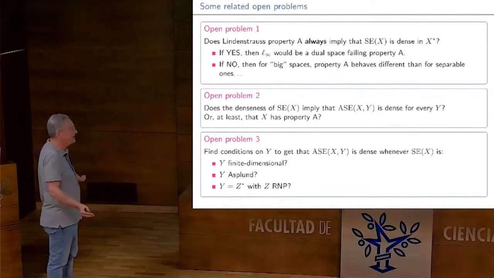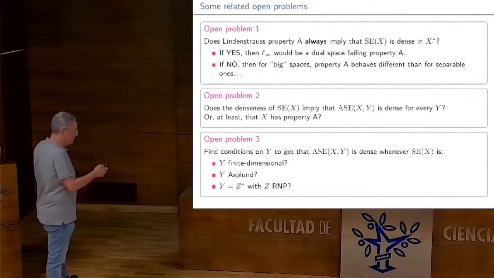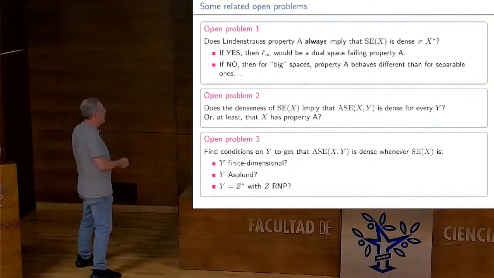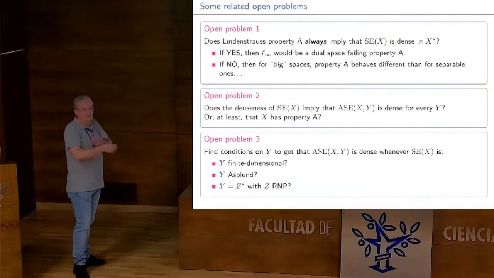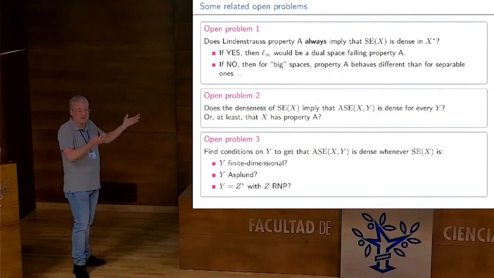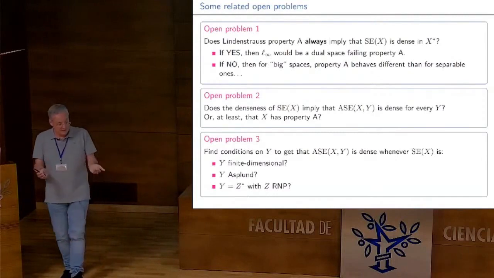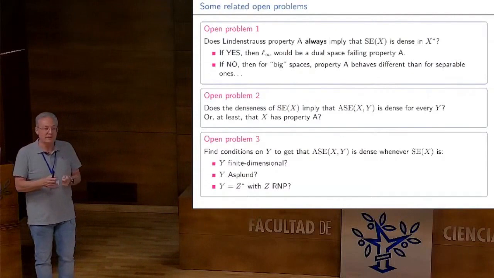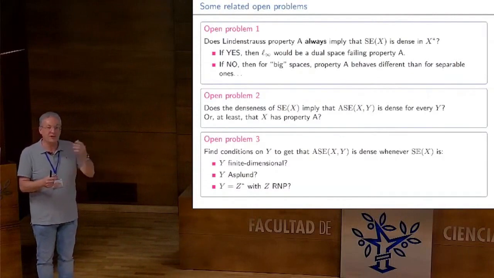It's hard to believe that the answer is no, but we don't know. Or Asplund, or the dual of an RNP. These are the possibilities. So more or less what I am saying is: can we remove the countability or discreteness hypothesis in the theorem I presented before?